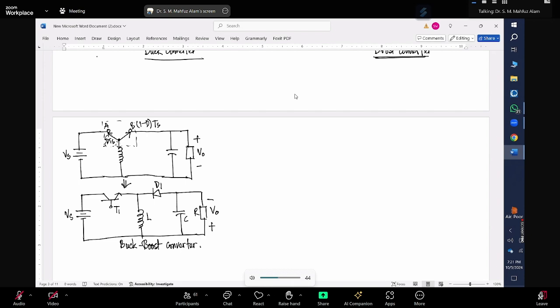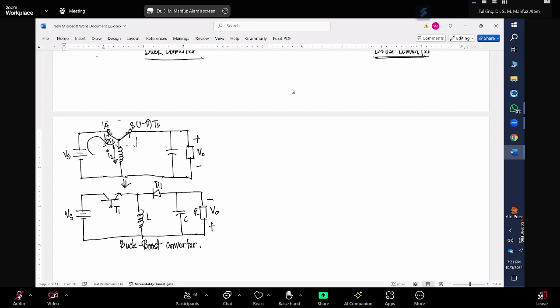So by using this transistor, we will make sure that this inductor will be connected to the source for the duration of time we want. That's why we use a transistor switch there. And as the point is connected there, the inductor current will be in this direction, right? Because the current will come from the source.